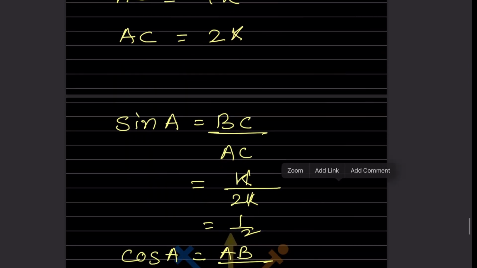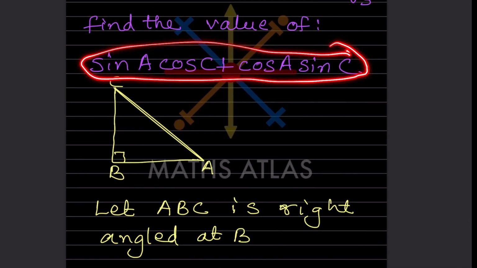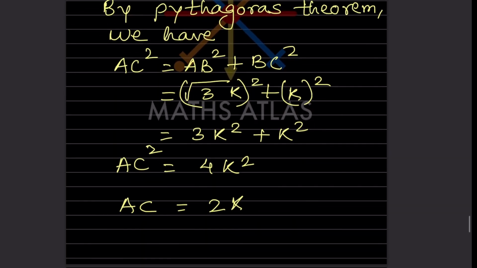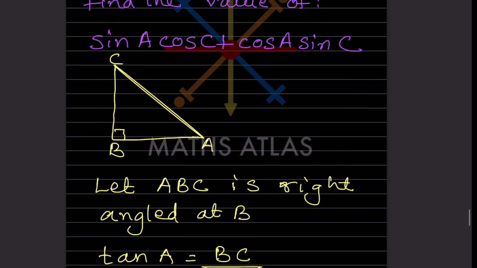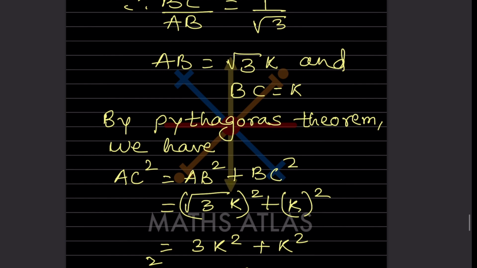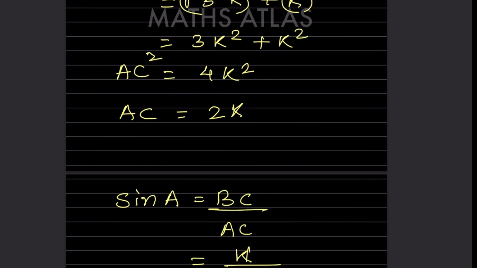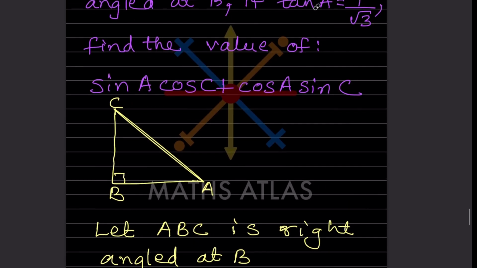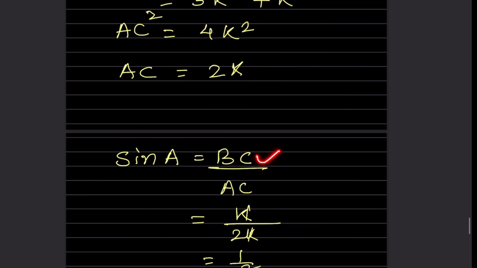So now we got AC. Now let us see what we want over here. They have asked for this whole thing: sine A cos C plus cos A sine C. So now let us see for sine A. Sine A is BC by AC, because now see, where is A? A means this angle. So sine means opposite by hypotenuse. So now we know all the values. What is the opposite side over here? That is BC. So sine A will be BC by AC.